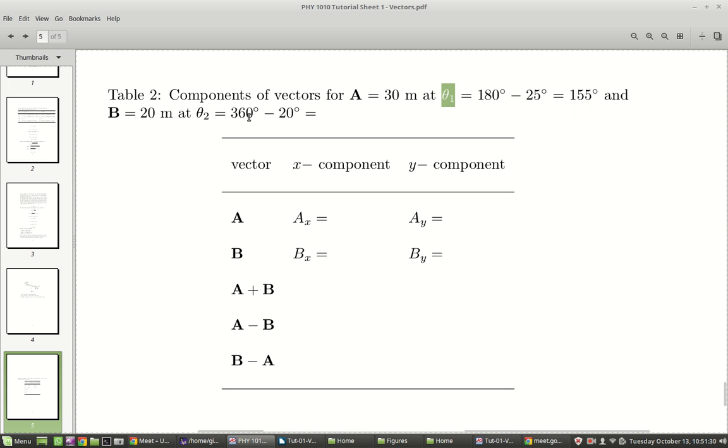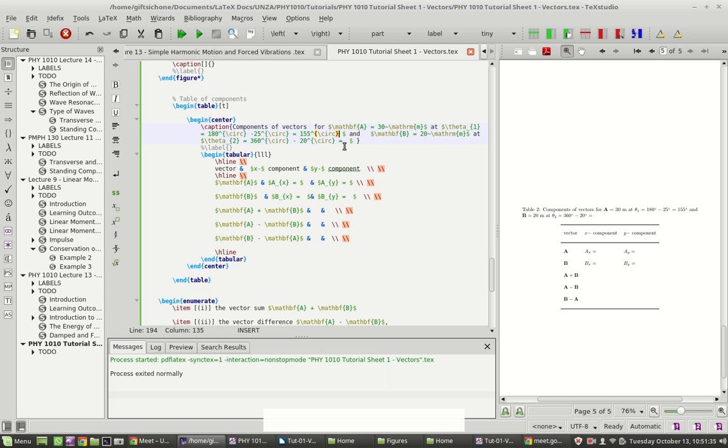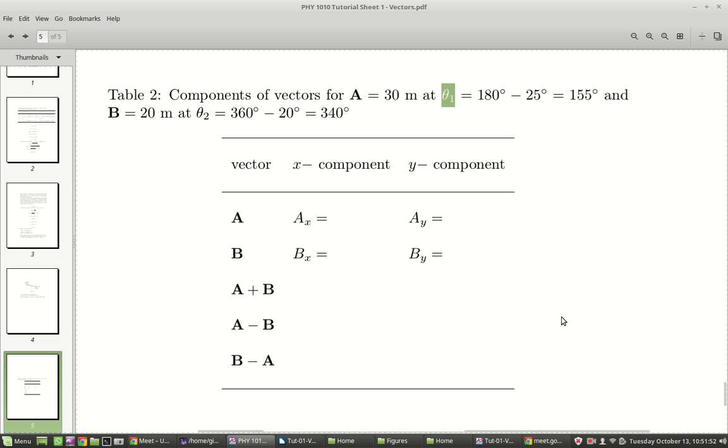Then vector B, 360 minus 20 degrees. How much is that? 340 degrees. So we know the size of vector A and the angle it makes, and the size of vector B and the angle it makes. We need to find the components of vector A and vector B.